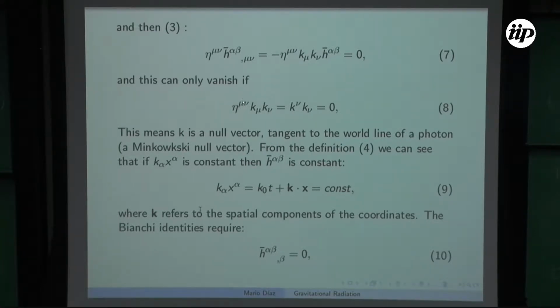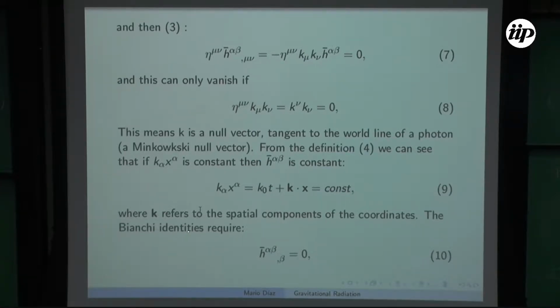And of course, this only going to vanish if, let's do this calculation, essentially the length of this vector is 0. So this means that K is a null vector, is tangent to the world line of a photon, like a Minkowski null vector. And we can see that if this quantity is constant, then this other quantity is constant. So we can write it like this. And now K essentially is going to refer to the spatial components of the coordinates.